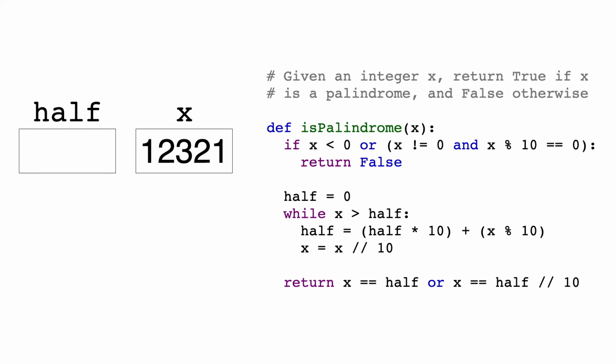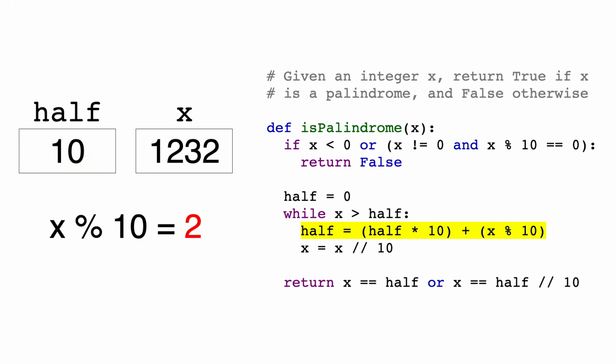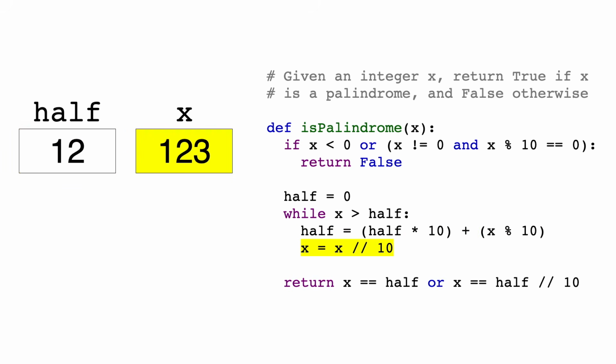Let's say 12321 is our new number. The function will start out the same way by declaring a half variable and entering the loop. The next 2 iterations are essentially the same as the previous example. First, we'll multiply half by 10 and add 1, so half equals 1, and we'll reduce a digit from x. Next, we'll multiply by 10 again and add 2, so half equals 12, and we'll update x so that it's now 123. At this point, x is still greater than half, so we'll loop one more time.